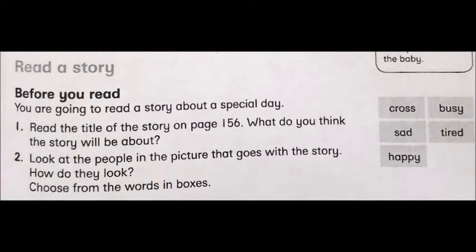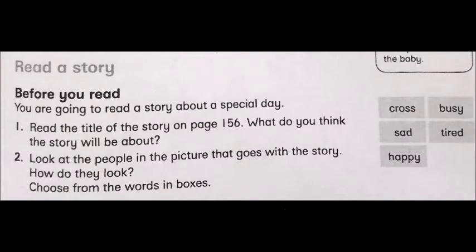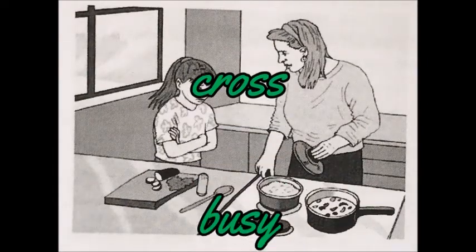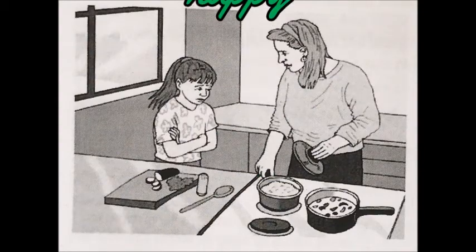Now, grade 6s, the title is A Very Different Birthday. So what do you think the story will be about if you read the title A Very Different Birthday? Look at the people in the picture that goes with the story. How do they look? Here's the first picture on page 156. You have to look at these two people and then decide. Do you think they are cross, busy, sad, tired, or happy? So how do they look?